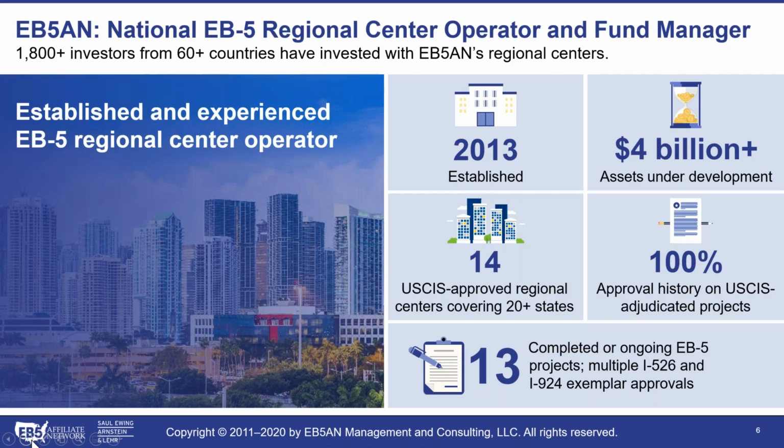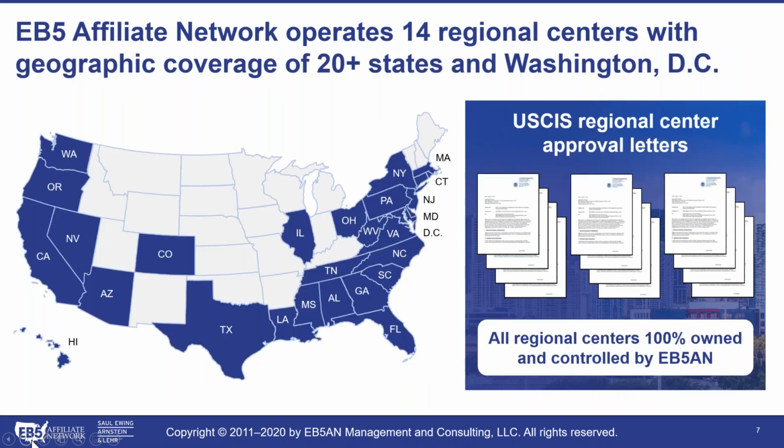A little bit about EB5 Affiliate Network as a company. We're a national regional center operator and fund manager. Overall, across all of our regional centers, we have more than 1,800 EB5 investors from more than 60 countries, and we've been in the EB5 space since 2013. Our regional centers cover about half of the continental United States, and all the regional centers are owned directly by our parent company, EB5 Affiliate Network.